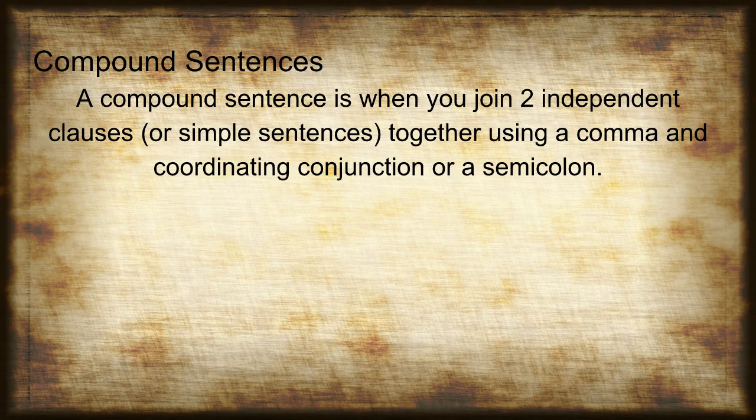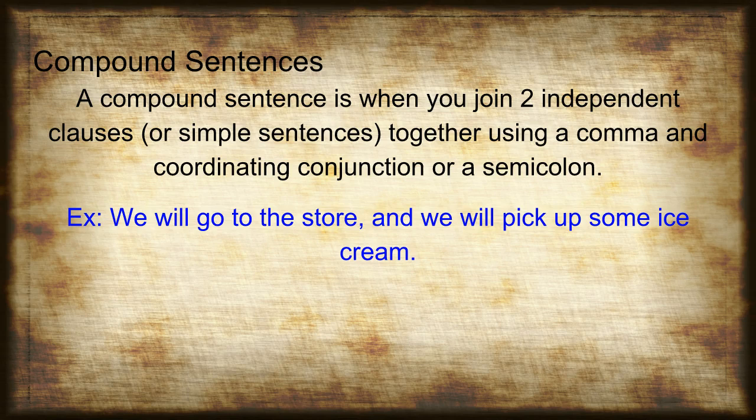and a coordinating conjunction or a semicolon. So that's 2 different ways that you can join them together. An example would be, we will go to the store, comma, and we will pick up some ice cream. Notice that we will go to the store can be a simple sentence all on its own. We will pick up some ice cream can also be a simple sentence all on its own. So we join them together to make a compound sentence, which really keeps them from being short and abrupt. It makes the writing and the reading more interesting because you have added variety to your writing style.